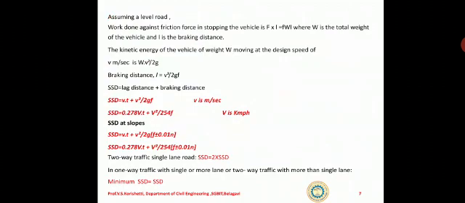Then the remarks for SSD, how you can make further remarks. For two-way traffic on a single lane road, the SSD will be 2 times the SSD. If it is one-way traffic with a single or more lanes, or two-way traffic with more than a single lane, then the minimum SSD will be the SSD only.